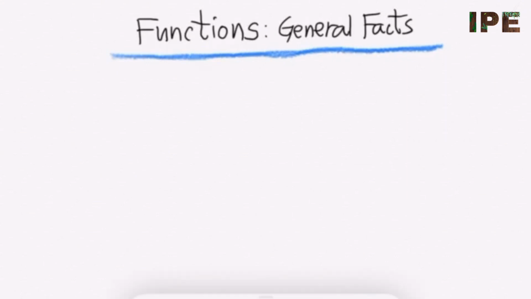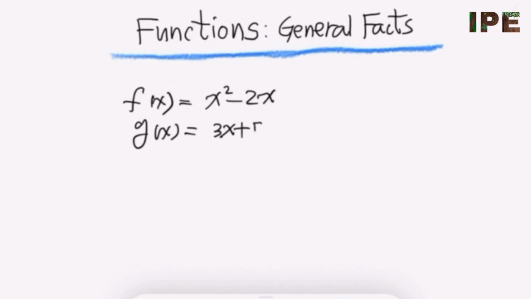Number one, I'm going to give you f of x. I define f of x like this: x squared minus 2x. And then g of x is 3x plus 5. Then h of x is equal to 2f of x minus g of x. I'll explain a bunch of things with these three functions now.